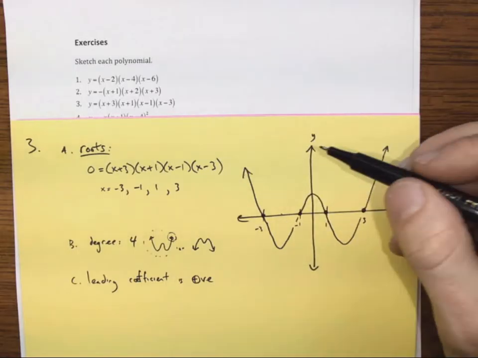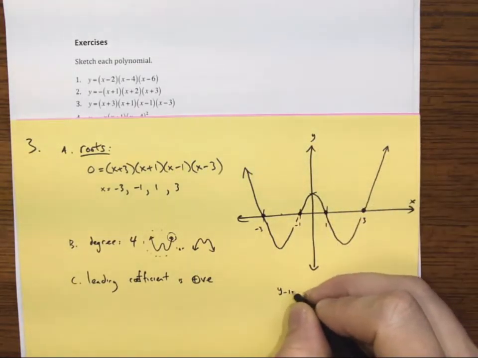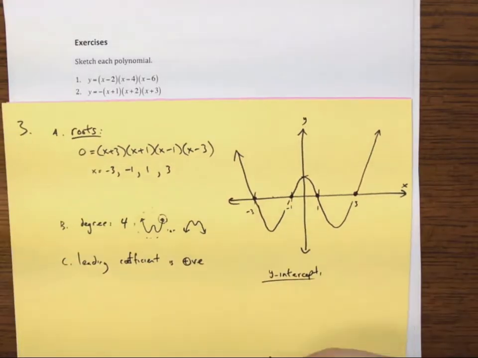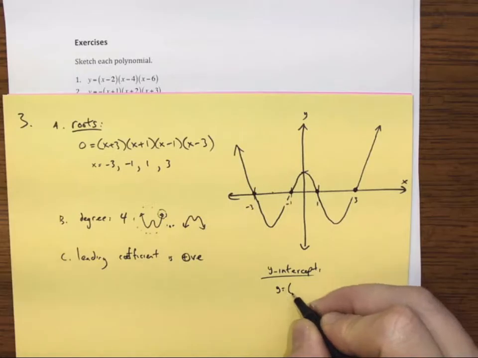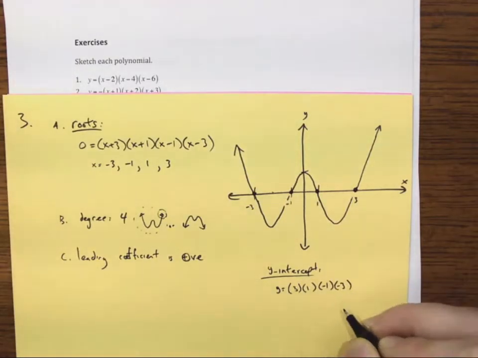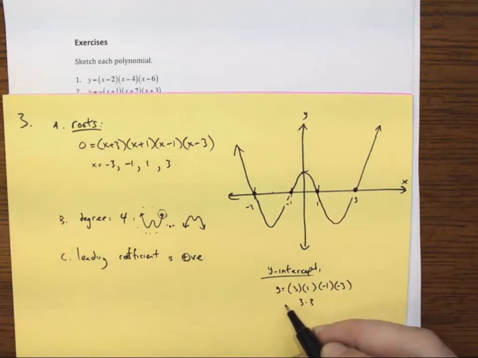And again, it ends up with positive infinity. I also have this positive y-intercept. So I'm just going to test my y-intercept. It's going to say that y is going to be equal to 3 times 1 times negative 1 times negative 3. Negatives cancel, so it's really 3 times 3, or 9.